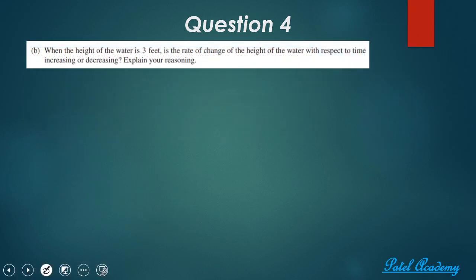Alright, so moving on to part B. When the height of the water is 3 feet, is the rate of change of the height of the water increasing or decreasing? So this once again goes back to the idea that we saw in question number 1, where rate of change behavior in context is the second derivative.